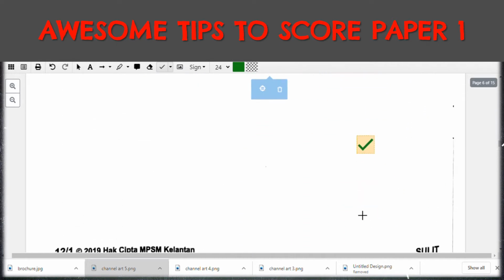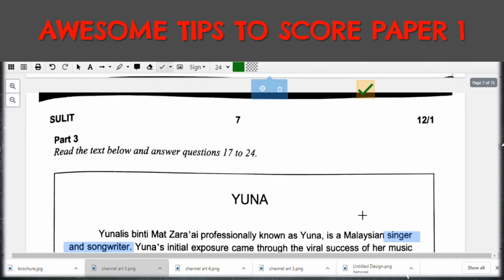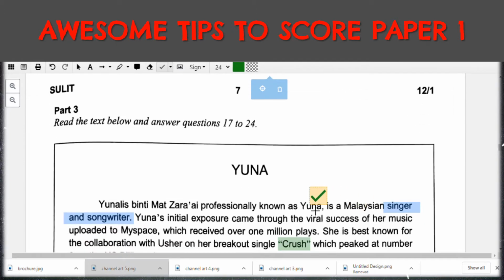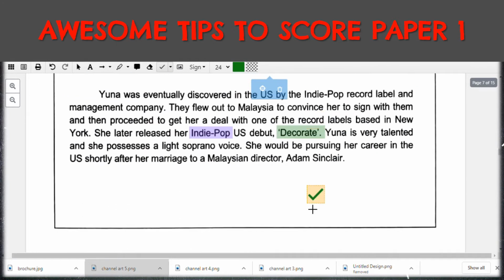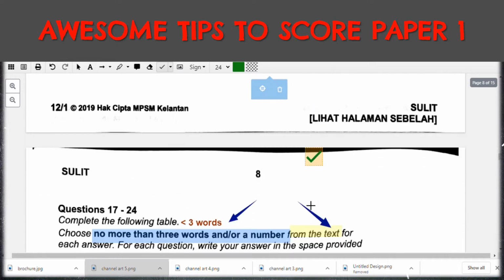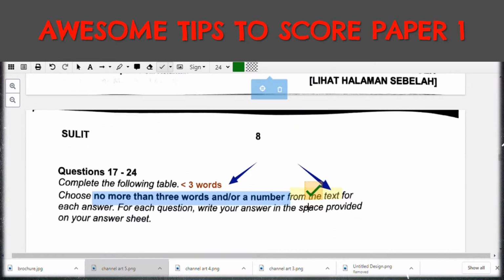Next, we move on to part 3. For part 3, before you answer, please read the instruction. The instruction is very important. Choose not more than 3 words. That means you must write not more than 3 words, and/or a number. From the text, that means your answer must be from the text. You cannot write your own answer. The answer must be from the text.